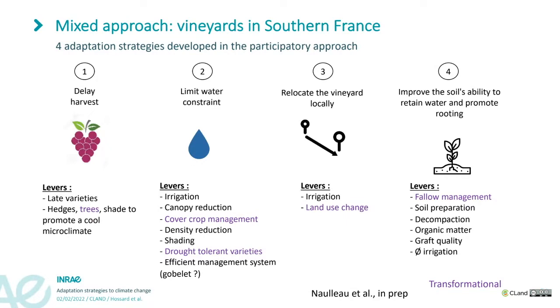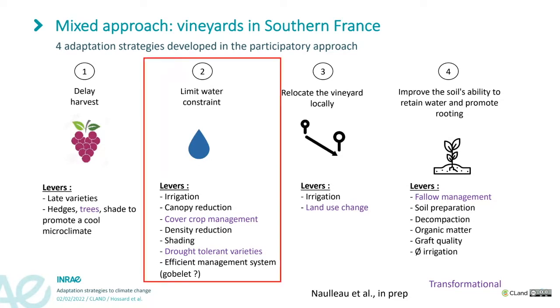The first one was to delay the harvest, and below you have the levers: using late varieties, promoting a cool microclimate. The second one was to limit water constraint using, of course, irrigation, but also cover crop management and drought-tolerant varieties. The third one, related to what I was saying before for the project LACAV, was to relocate the vineyard locally. And the last one was on the improvement of the soil ability to retain water. So you can see that among those levers, there are some that are transformational and they are included in all four strategies. I will now focus on only one, which is limiting water constraint, because of time.